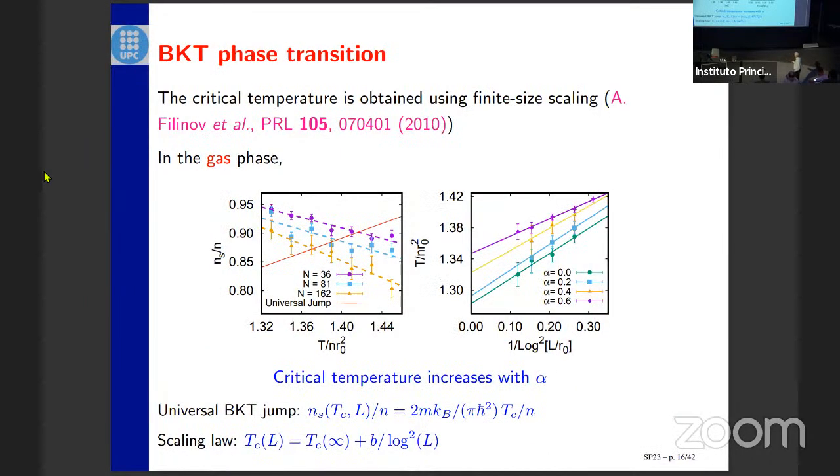So technically, how is it made? Because we have been discussing BKT here, how do our numerical studies show that there is a BKT transition? We have two things to do. Of course, first, our system has a finite number of particles. You cannot make 10,000, okay? It's impossible. So the idea is the following.